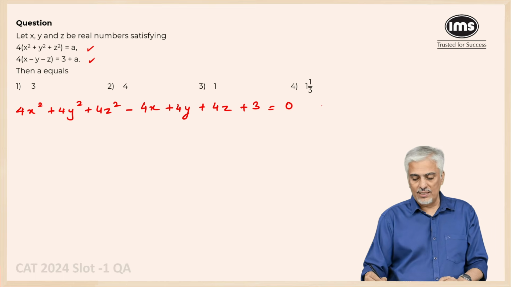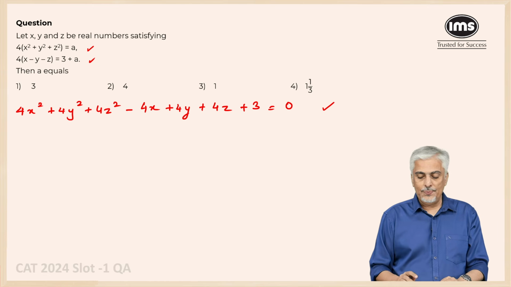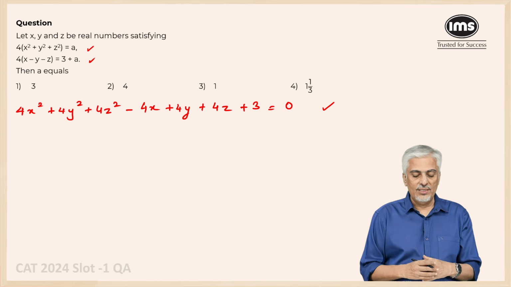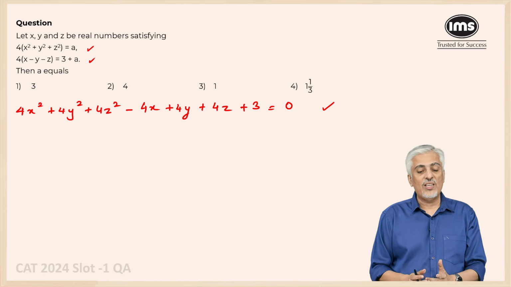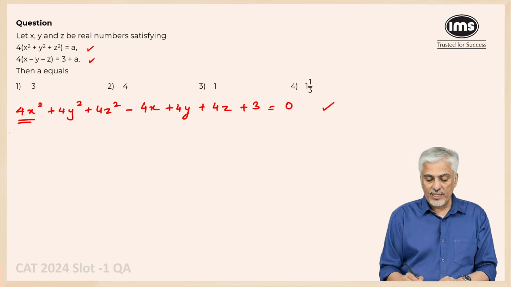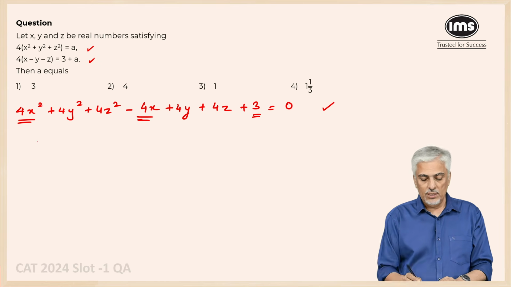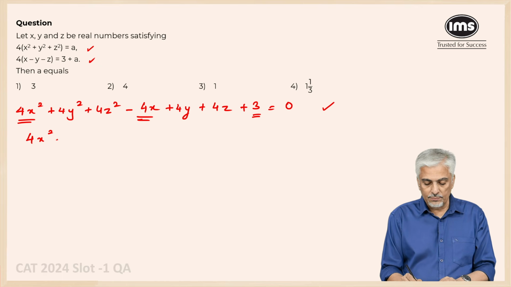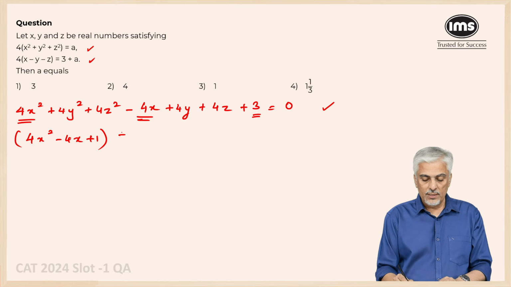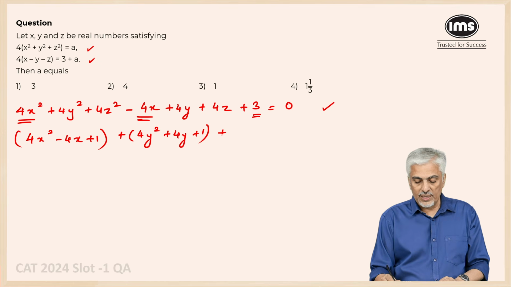Now, till here it was okay. The next step I thought was the one which was like literally impossible to think of, which was very, very difficult. So we've got 4x square and 4x, and if I split this 3 up as 1, 1, 1. So what will I get? 4x square minus 4x plus 1 in one bracket, plus 4y square plus 4y plus 1 in the second bracket, plus 4z square plus 4z plus 1 in the third bracket.